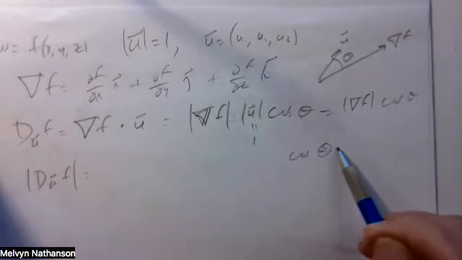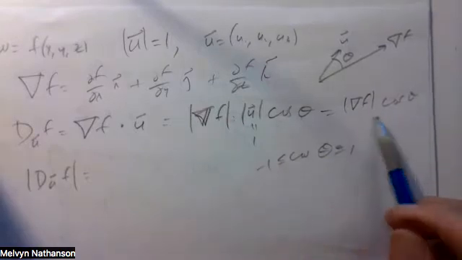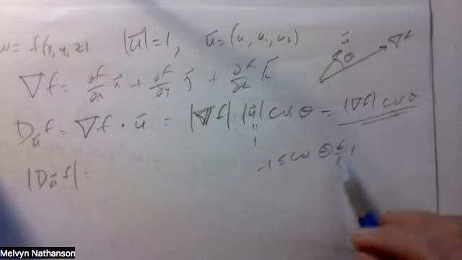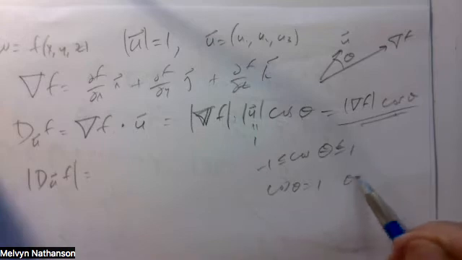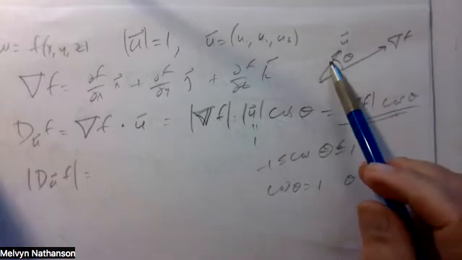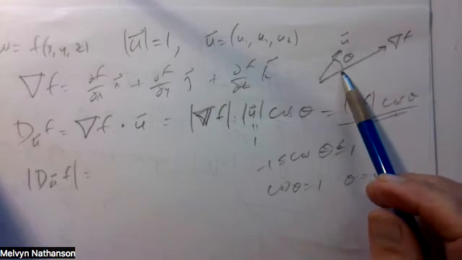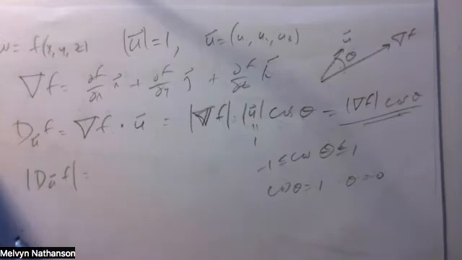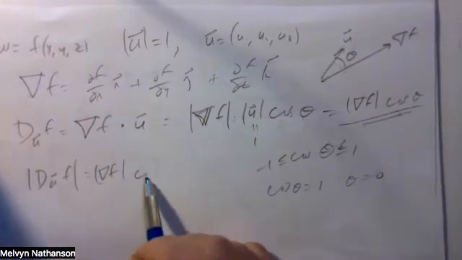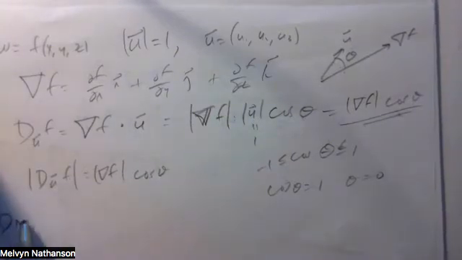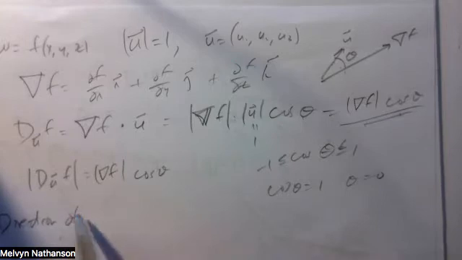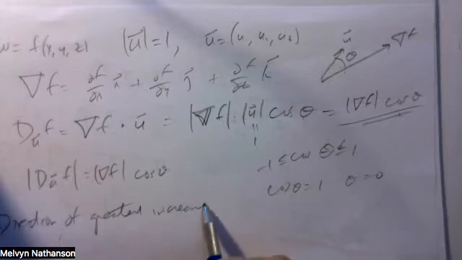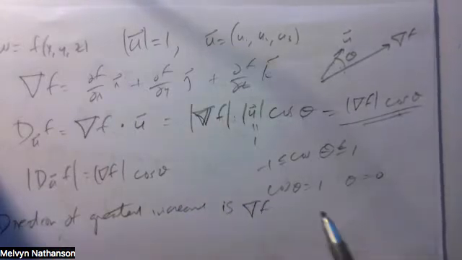And cosine of theta is between -1 and +1. This takes on its largest value when cosine theta is 1, which means theta equals 0. That means the angle between these two vectors is 0. That means u is in the direction of the gradient. So the direction of greatest increase of a function is in the direction of the gradient.